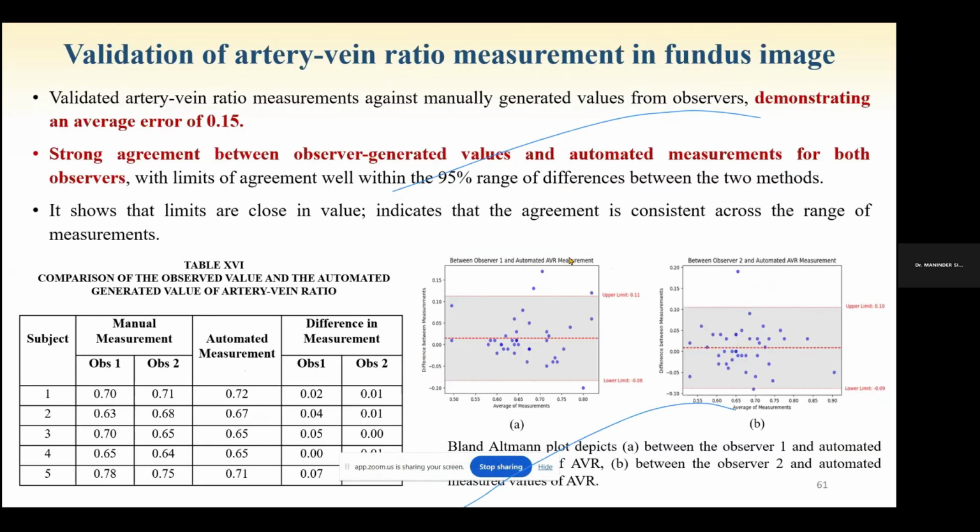I could not recall the name here. Okay, but we validated with that particular dataset because that is the only dataset available, for 40 patients, and in that they have labeled the value for the artery-vein ratio basically. So when we worked with other images and compared results with those manual ones, we obtained an average error of 0.15.